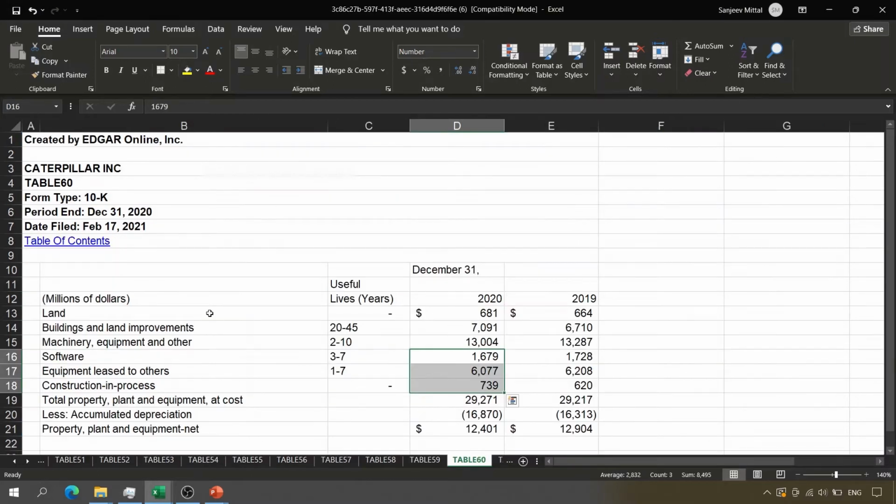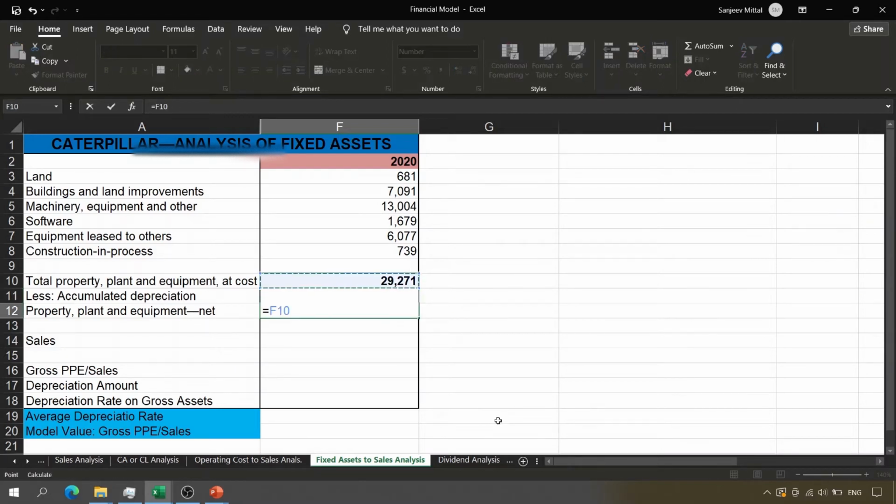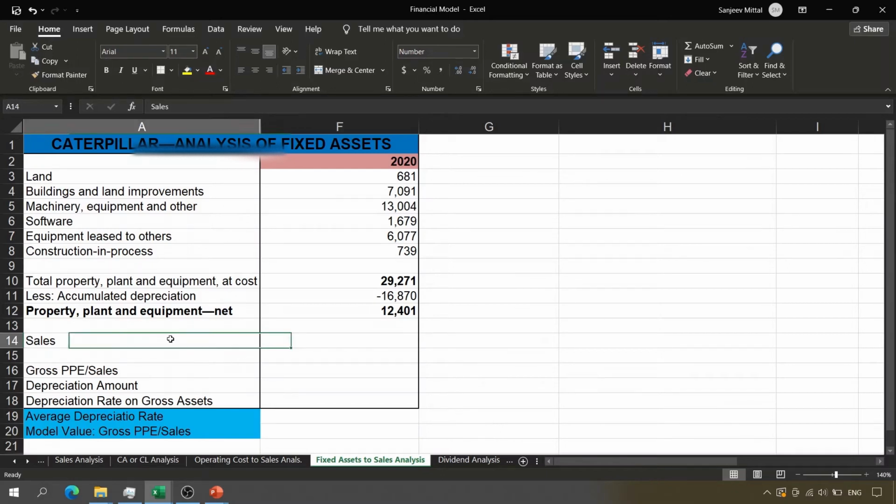Now, you can see your accumulated depreciation inside the annual report, which is 16,870, and I just paste it here. Once we get the accumulated depreciation, we can get our net property, plant, and equipment, as you can see here, which is 12,401. After that, I have mentioned our sales details here.